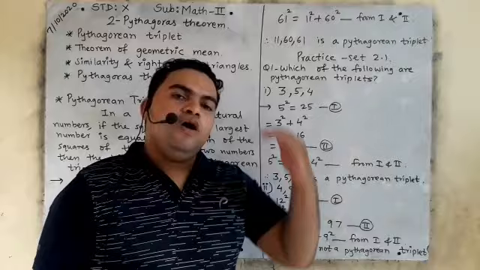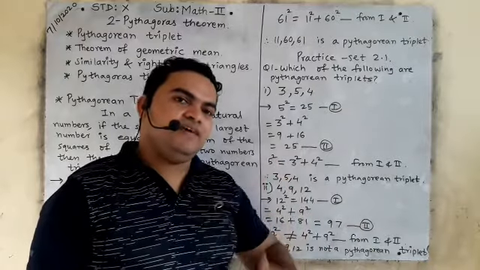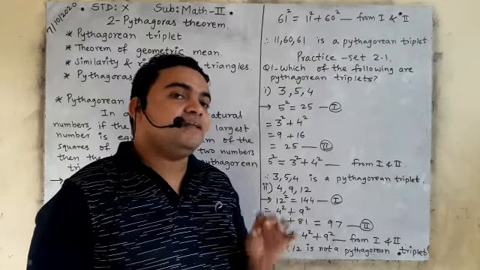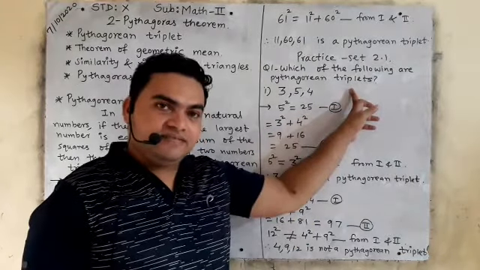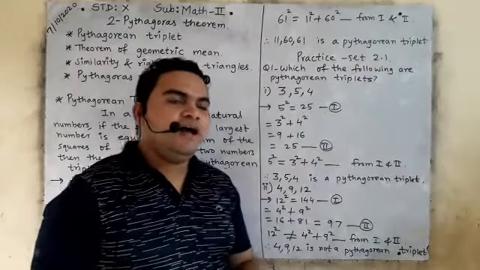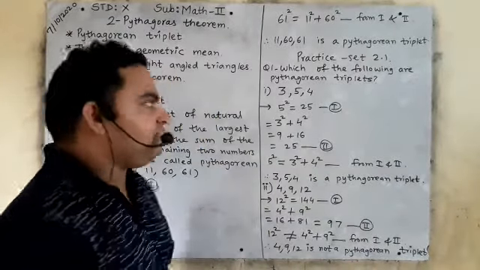Now see, we will start practice set 2.1. Question number 1 has all parts. Are the mentioned three natural numbers Pythagorean triplets? You have to solve. Two I have solved, the remaining you will solve. It is very simple. In 9th standard also we have seen.